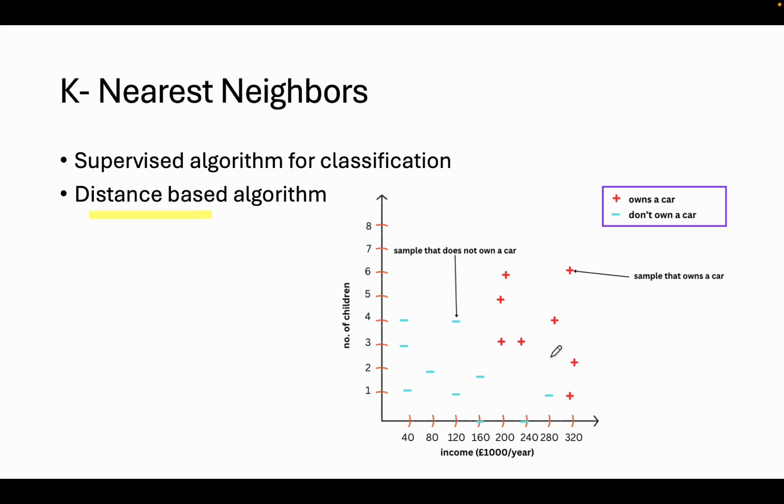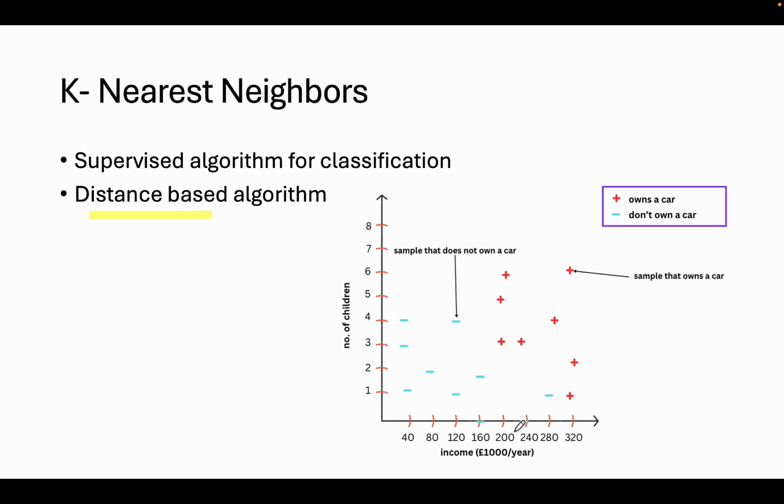In this example, we have the income of a person per year and the number of children they have. So for example, if a person has an income of 40,000 per year, he has one child. And if a person has 120,000 pay per year, he has one child.